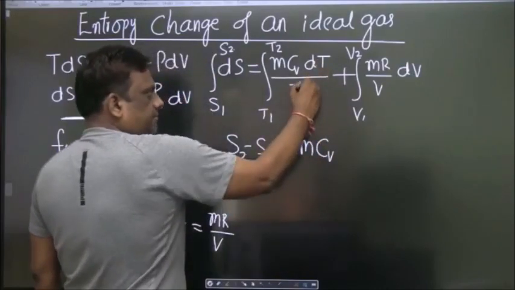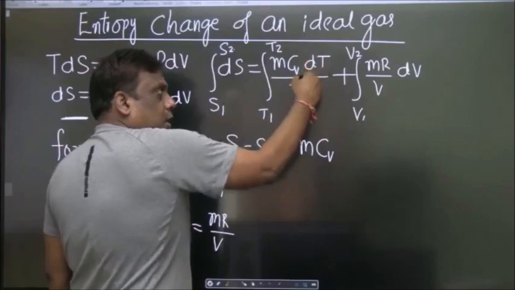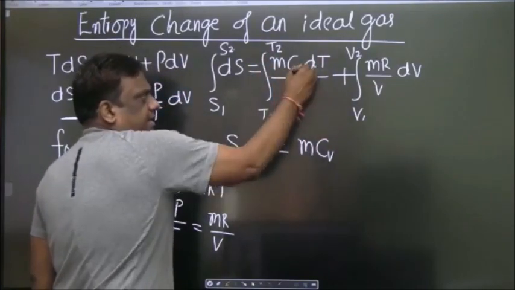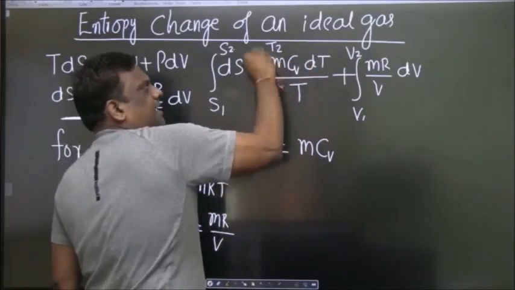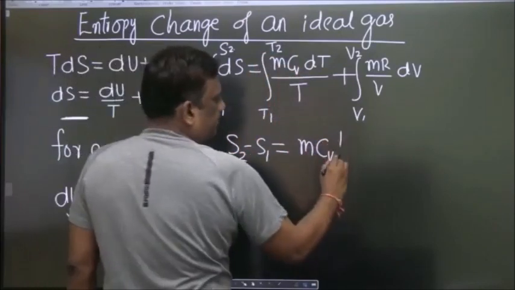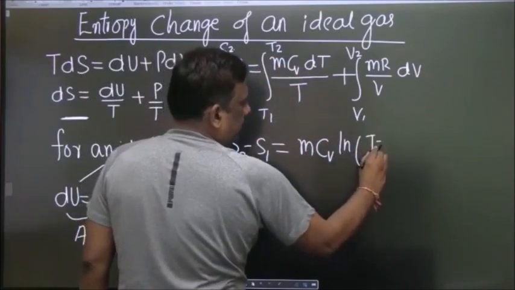What is dT by T? Log T. Log T2 minus log T1. I repeat, integral dT by T is log T. Upper limit is T2, lower limit is T1. Log T2 minus log T1, and log a minus log b is log a by b.